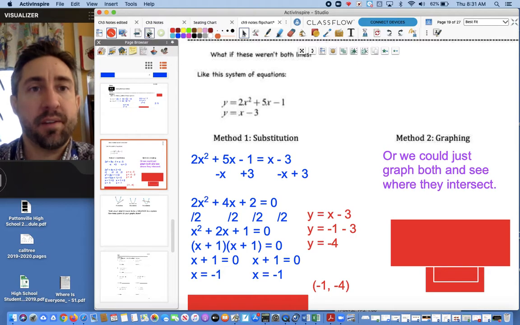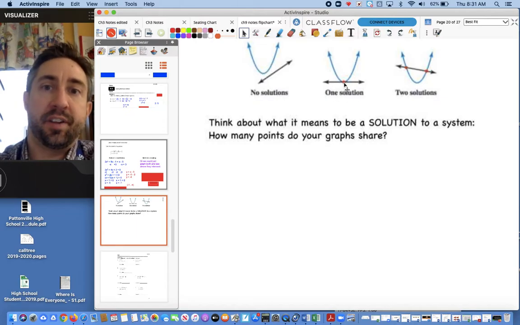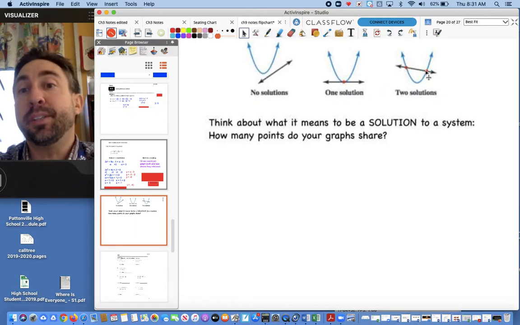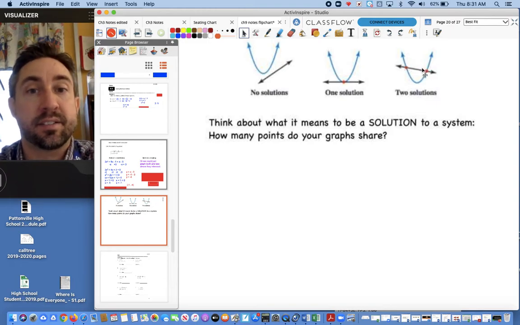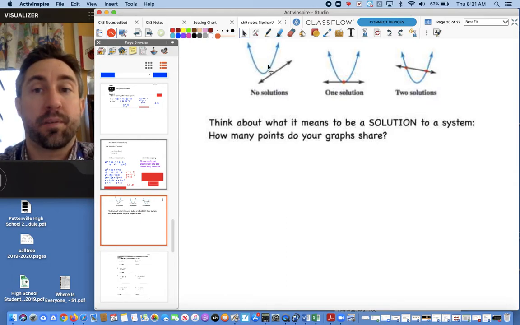A lot easier, right? Just a reminder, here are the different possibilities. We saw that you could have just one answer if they just intersect once. There could be two answers. If you draw a parabola and a line going through it, it could intersect twice. And there could be no solution if they don't intersect at all. Okay, so graph it and see which situation is happening.